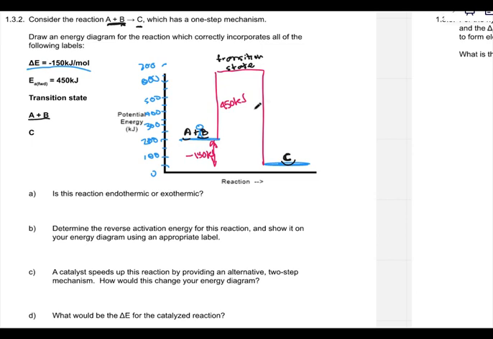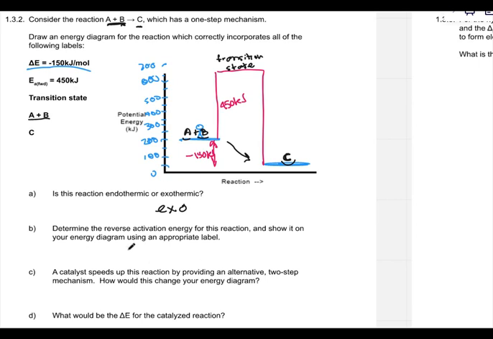Okay, now that we have all that, let's see if we can knock down these questions. Is this reaction endo or exothermic? What do you think? It started here. It ends up down here. Because this is a drop, we would say the reaction is exothermic. The chemicals lost energy as this was happening.